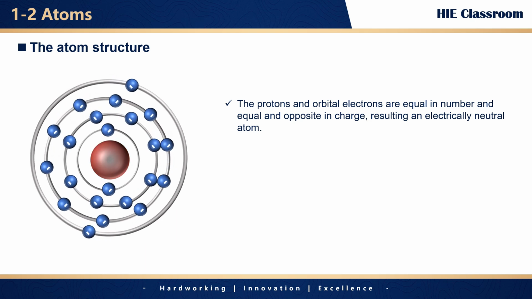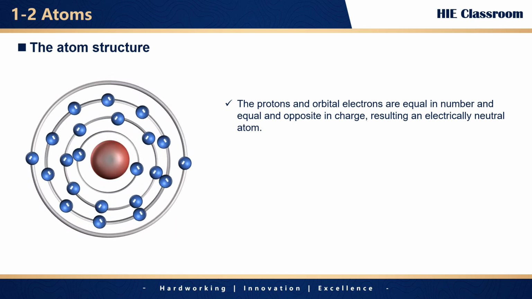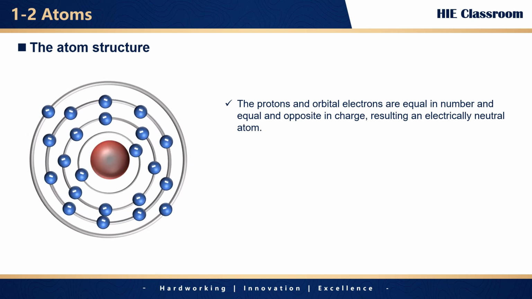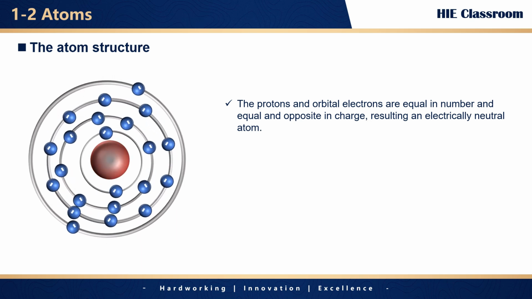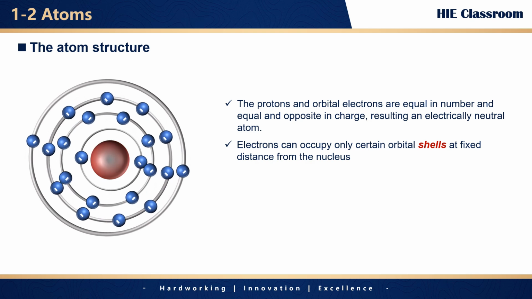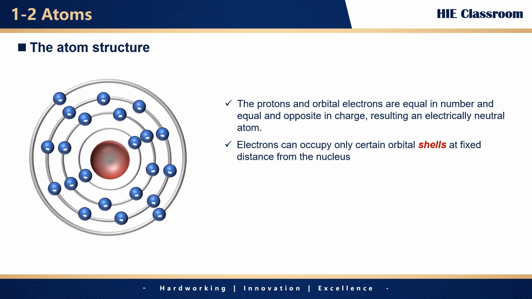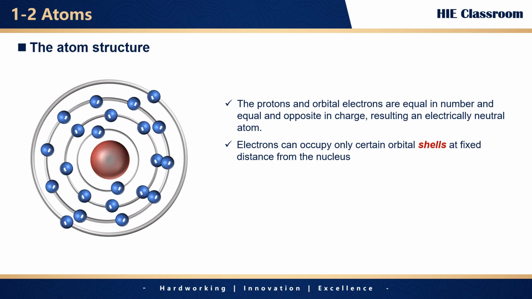Now, let's zoom in on those electrons circulating around the nucleus. Here's the cool part. They don't just orbit anywhere they like. Nope, they are very picky. Electrons can only hang out in specific rings or shells at fixed distances from the nucleus, kind of like lanes on a racetrack.